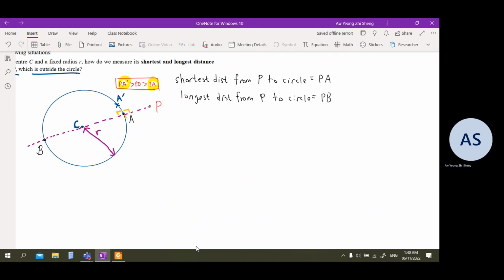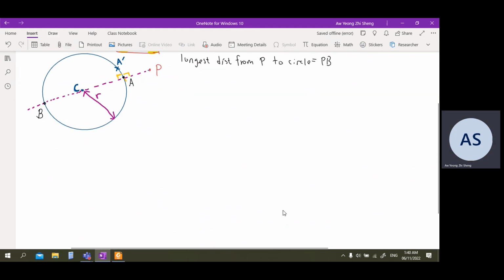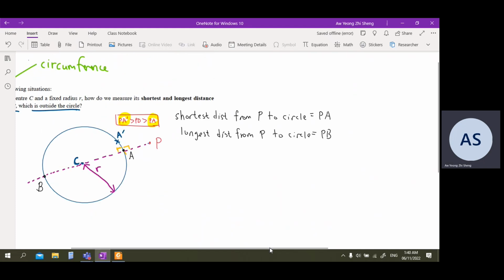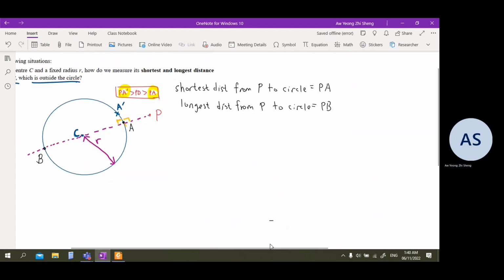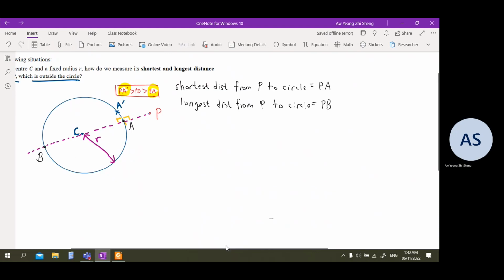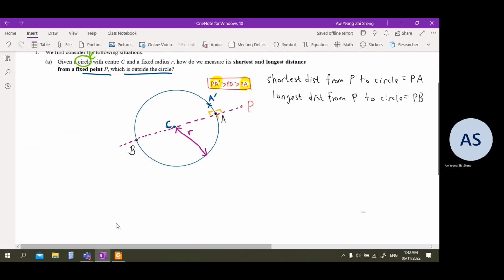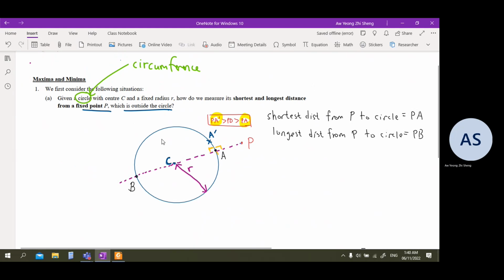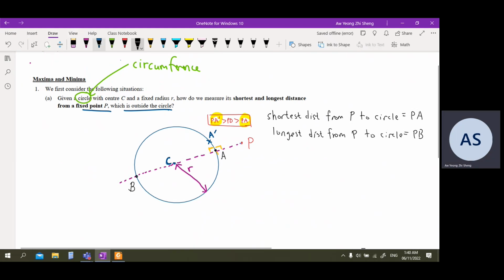Now, how do we find the distance PA and PB then? I'm trying to scroll to the left. And so how do we find PA and PB then? We'll have to make use of radius. So we have a radius here from C to A, and we have another radius here from C to B.